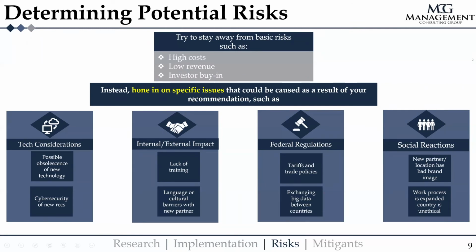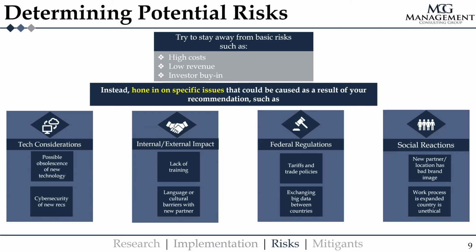And one thing a lot of people mess up here is that they'll choose a very basic risk that will apply to multiple recommendations. So we listed a couple of examples here: high costs, low revenue, investor buy-in. All of these are examples of risks that aren't very specific and could apply to multiple recommendations, so they aren't very good. Instead, the main thing with risks is it's important to hone in on the specific issues that actually apply to your recommendation. So we listed some potential groups to consider here.